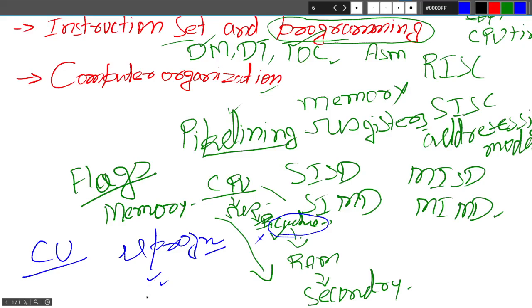For implementation, we will see whether it will be hardwired or microprogrammed, so these possible things we are going to see. There may be some more related things as and when time permits.